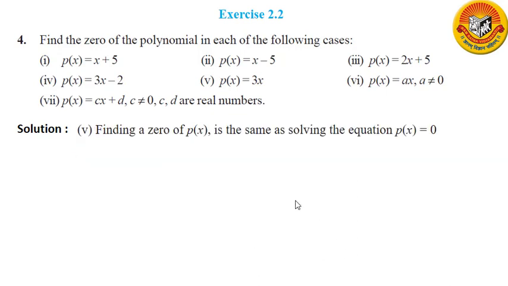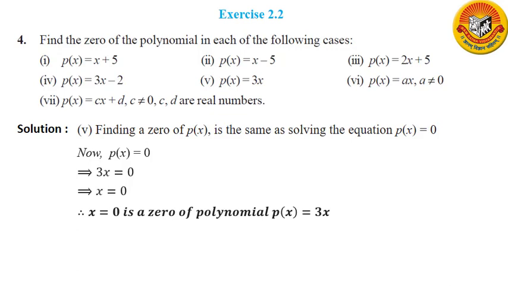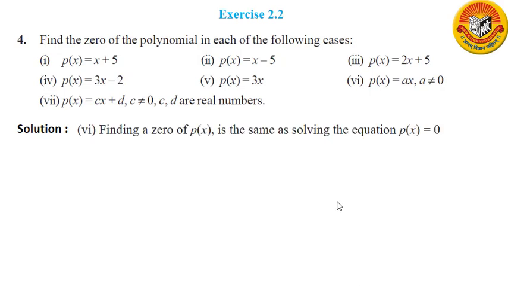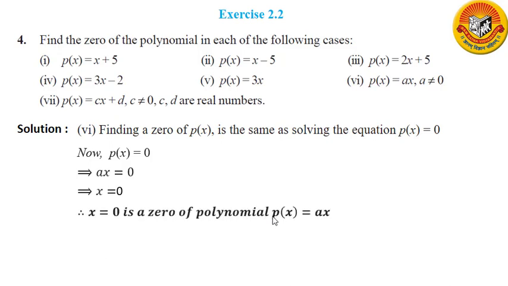Let us take the next question. I will take this fifth question. p(x) equal to 3x. Now here we will consider p(x) equal to 0. This gives me 3x equal to 0. So x is equal to 0. So I will say that x is equal to 0 is the 0 of polynomial p(x) equal to 3x. Now let us consider the sixth question. We will consider p(x) equal to 0. That gives me ax equal to 0. That is x is equal to 0. So I will say that x is equal to 0 is a 0 of polynomial p(x) equal to ax.